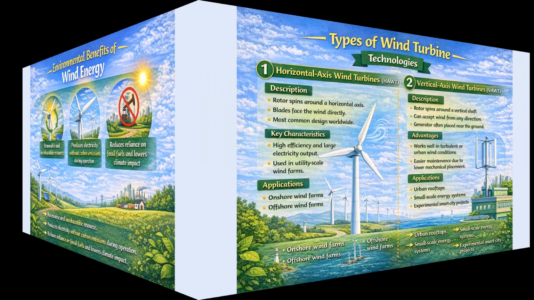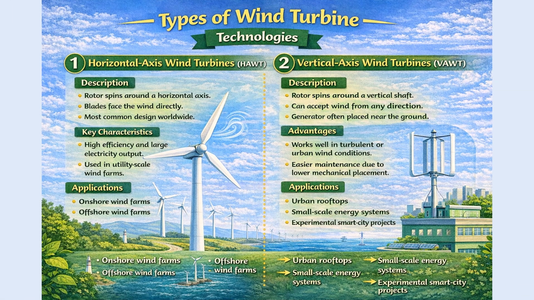Are there different types of wind turbines? I have seen some that look very different from the classic 3-blade design. Yes, there are 2 main categories. The first is the horizontal axis wind turbine, or HAWT. This is the classic design you see everywhere, with the rotor spinning around a horizontal axis and the blades facing directly into the wind. It has the highest efficiency and largest electricity output, and it is used in virtually all utility-scale wind farms. The second type is the vertical axis wind turbine, or VAWT.